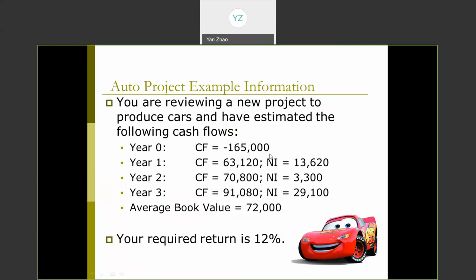At the same time, your estimated net income numbers are the following for the next 3 years. And you also have the average book value of $72,000. Those are the information we have when evaluating the project. We also know the opportunity cost, or the discount rate, or the required rate of return, is 12%. Now, let's calculate whether we should do the project or not.